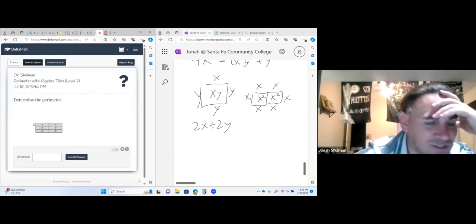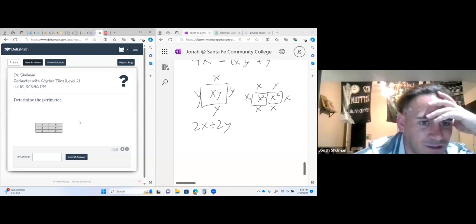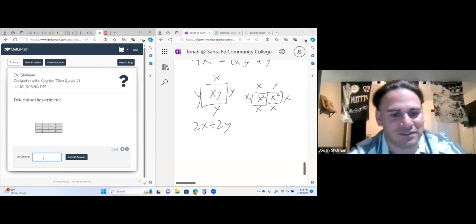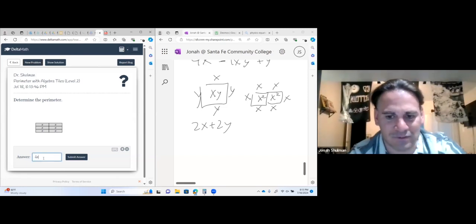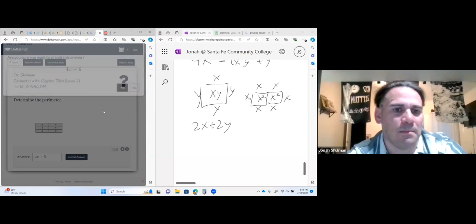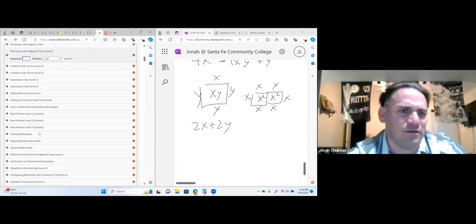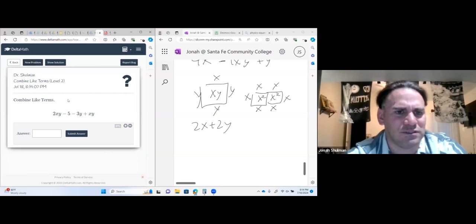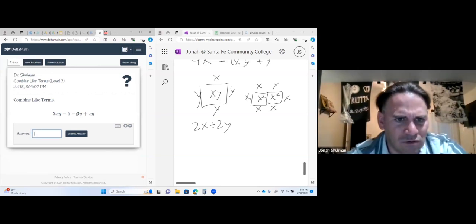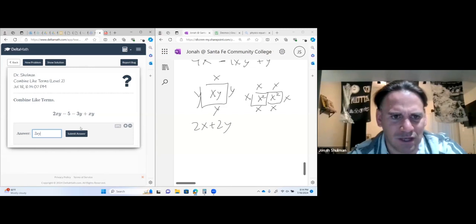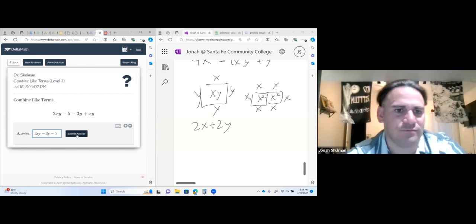Okay, so this is the same thing. So that's 1, 2, 3, 4, 5, 6. 2x, 4x, 4x plus 6. Let's see if that was right. Nice. All right, cool. Let's combine some like terms. All right. So you got 3xy's, those are friends. Minus 3y minus 5.